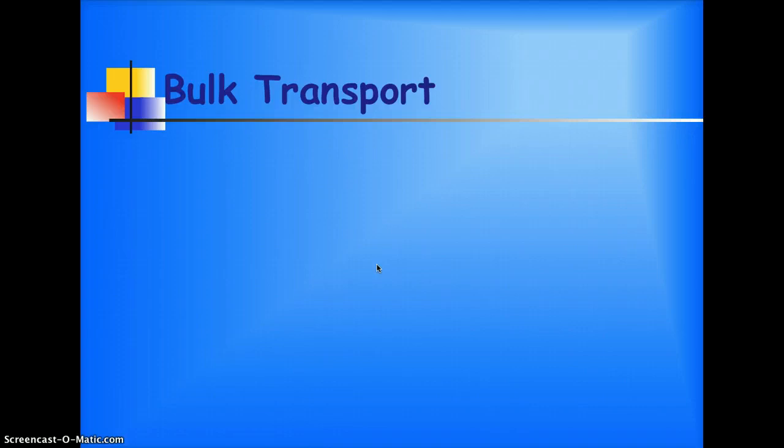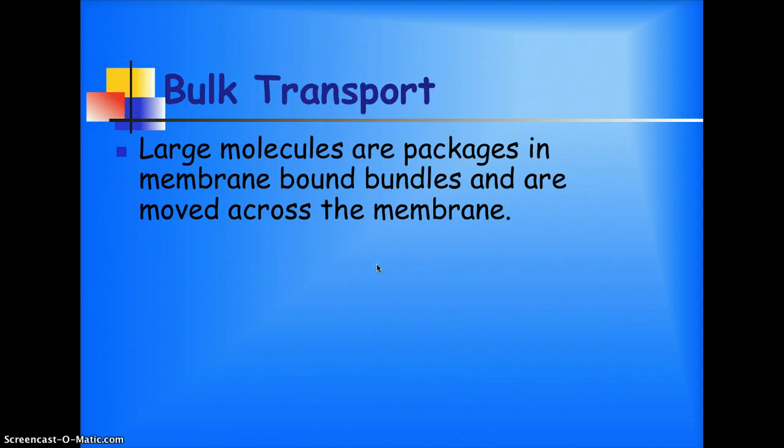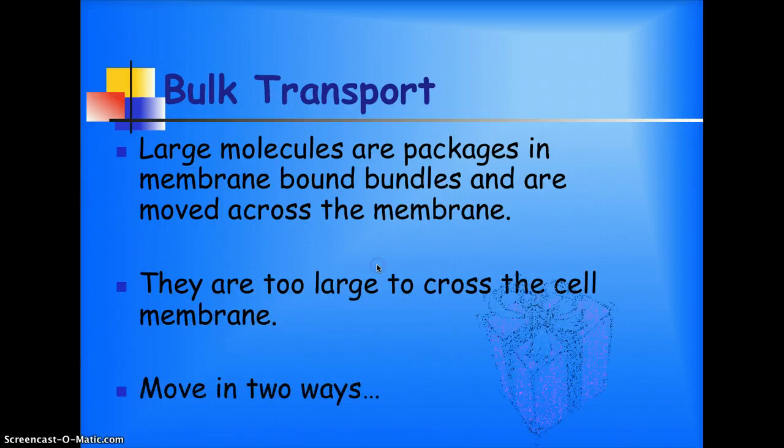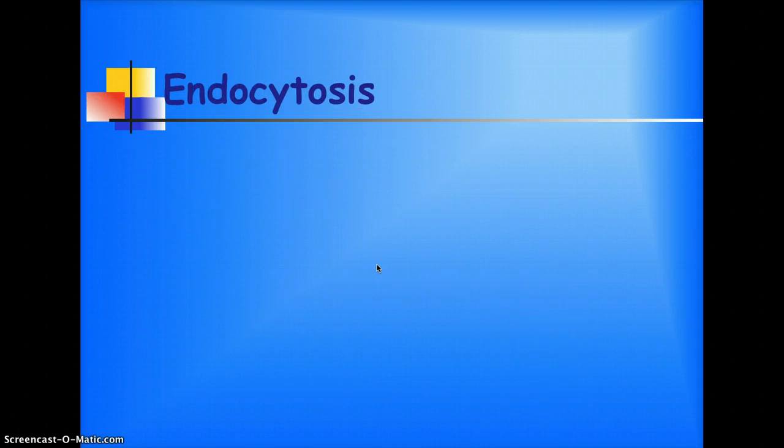Now, when we talk about bulk transport, this is moving large quantities of molecules across the membrane by putting them in membrane-bound bundles or pouches and then moving them across. The molecules are too large to cross the cell membrane, and so the membrane itself literally forms a sac around them and pinches in. There are two kinds.